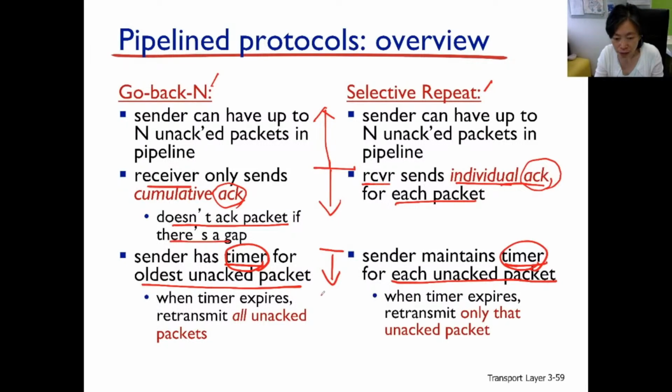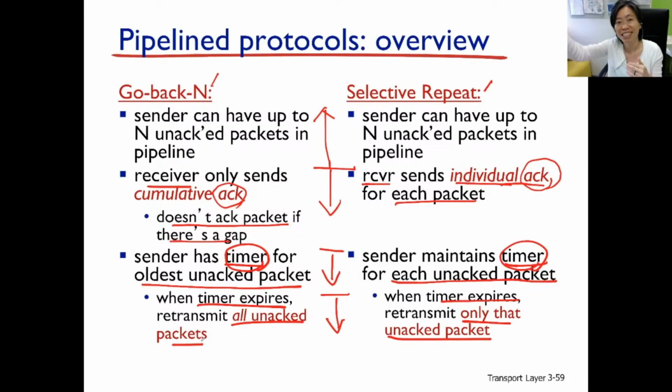And the last difference is this. For selective repeat, when the timer expires, the sender only retransmits the unacked packet. So if the timer is for sequence number 10, then it only retransmits packet 10. But in go back N, when the timer expires, it's going to retransmit from that oldest unacked packet, so all the unacked packets from the oldest one to the newest one. Each timer triggers retransmission of the rest of the flight of packets.